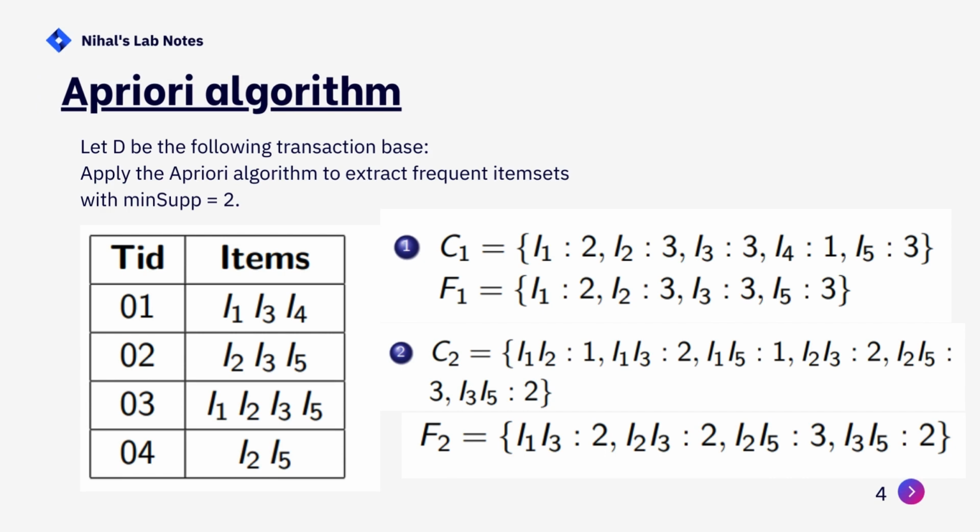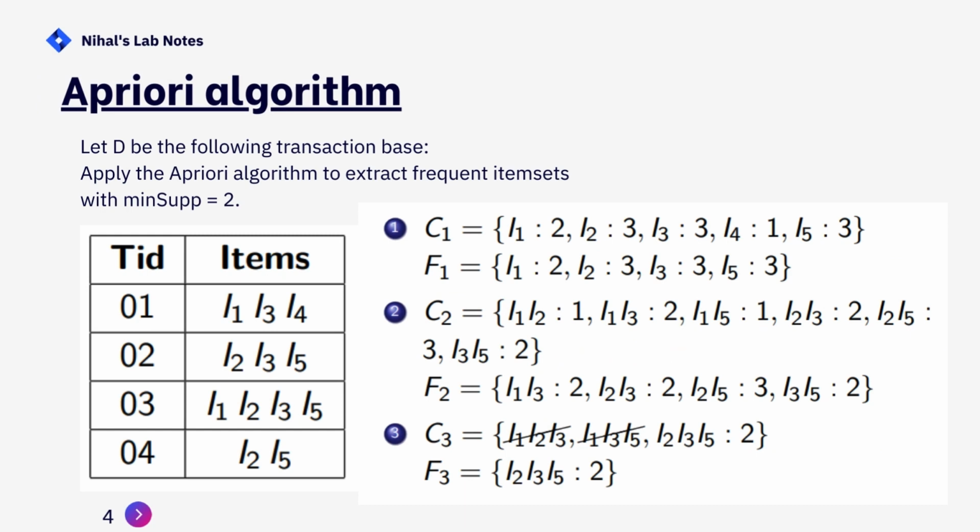So F2 will contain I1, I3 with a support of 2, I2, I3 with support equal to 2, I2, I5 with support equal to 3, and I3, I5 with support equal to 2. So all of these item sets are frequent except I1, I2 and I1, I5, because I1, I2 has a support equal to 1 and I1, I5 has a support equal to 1. It's not frequent.